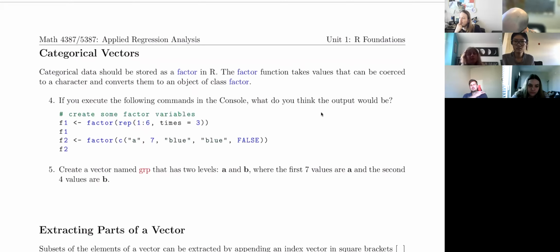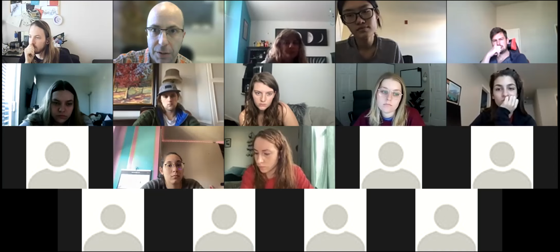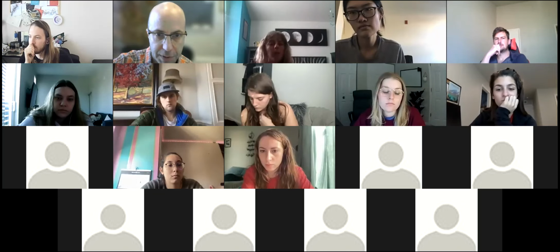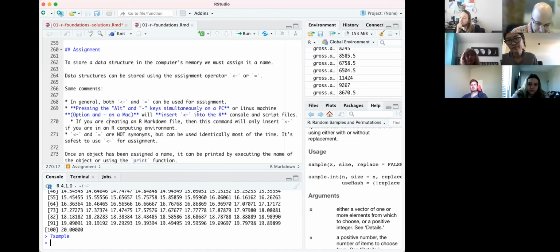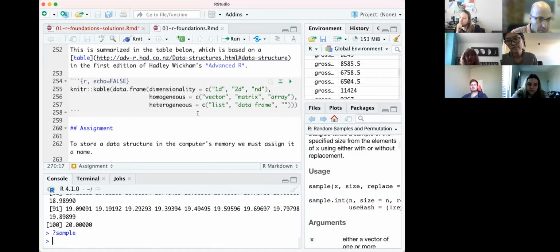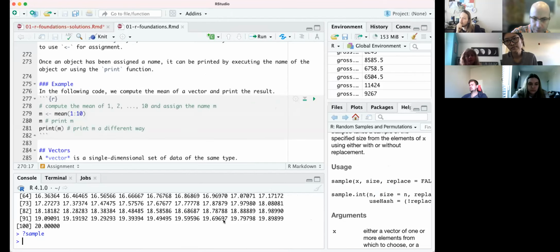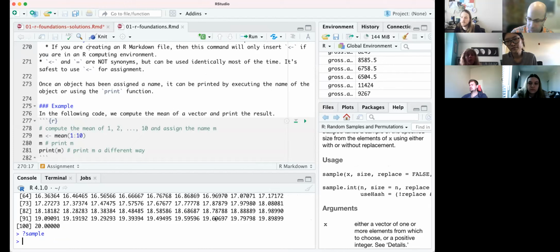If we're working with an expression like this, it's going to generate 1, 2, 3, 4, 5, 6, 3 times over. And in fact, let me open up R and we can take a look at what that looks like. Is this R window big enough to see what's going on?